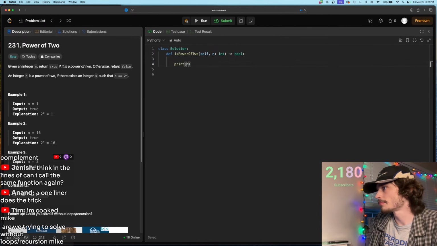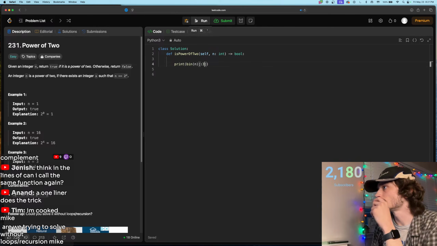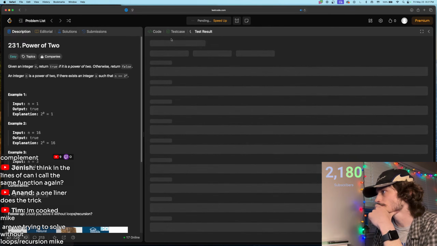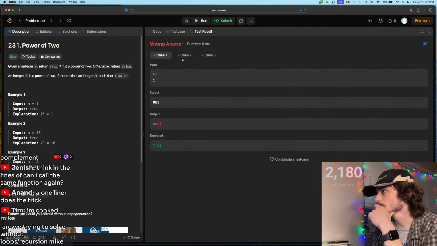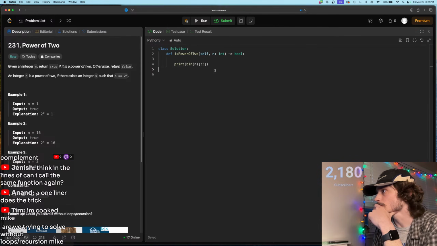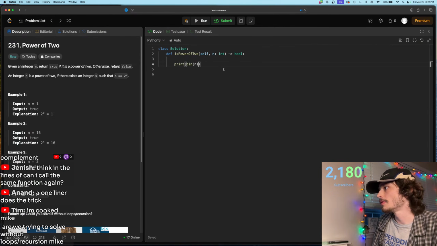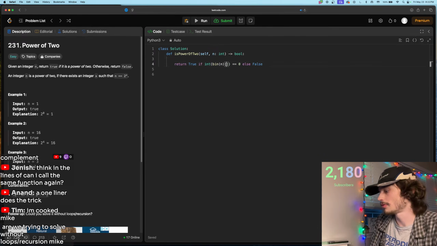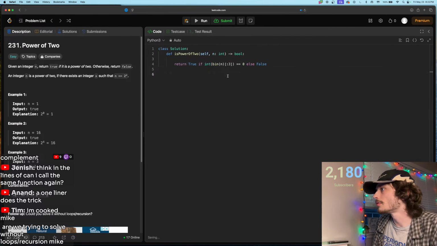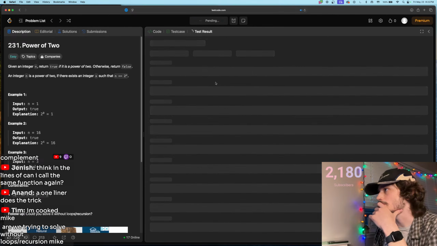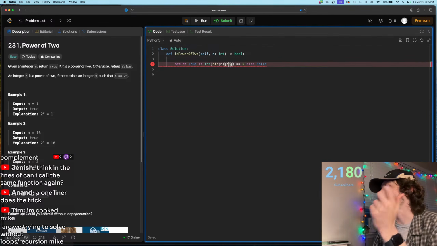Let me do this. I just want to see what it prints out. Oh, I'm so dumb. Why am I slicing up to the third character? Am I trolling? I'm doing it again. What am I doing?